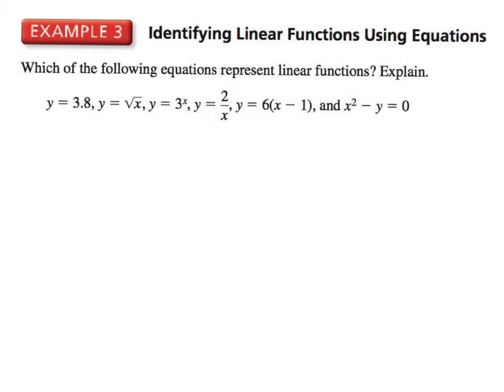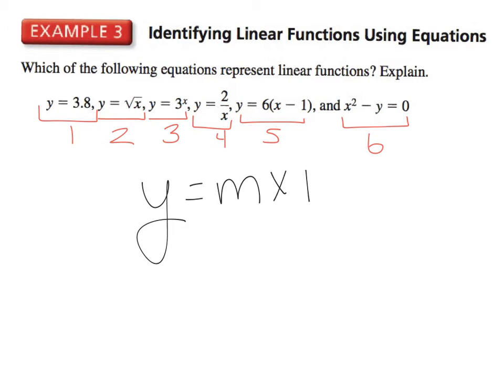All right, in example 3, tell me which of the following equations represent linear functions. I'm just going to number them: this is 1, this is 2, this is 3, this is 4, this is 5, and this is 6. We have 6 functions. I want to know which ones are linear. Now remember, linear functions can be written in the form y equals mx plus b. So number 1, can I do that? Well, let's see. Y equals, well, there's no x, so I could write 0x plus 3.8.